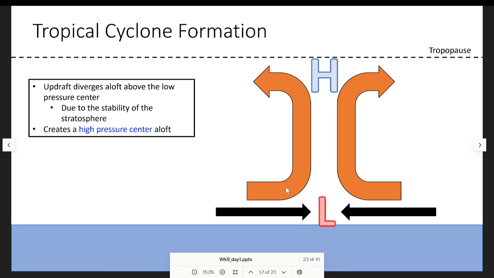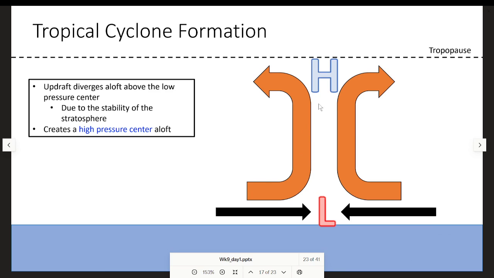So then what happens is it forms a high pressure aloft, and the reason why is because all of the air is kind of piling up here, so you don't have much air down here, and you have a lot of air up here. And also the stratosphere, which is above the tropopause, is very stable, so this air can't push past it. It would like to continue to go up, but it can't because the temperature increases at the tropopause. So you have a high pressure and the air starts pushing outwards.